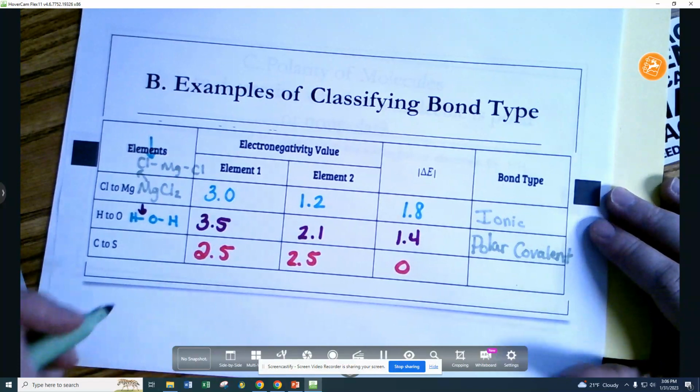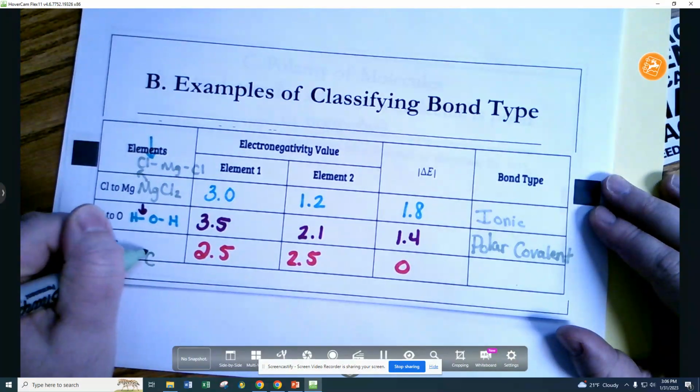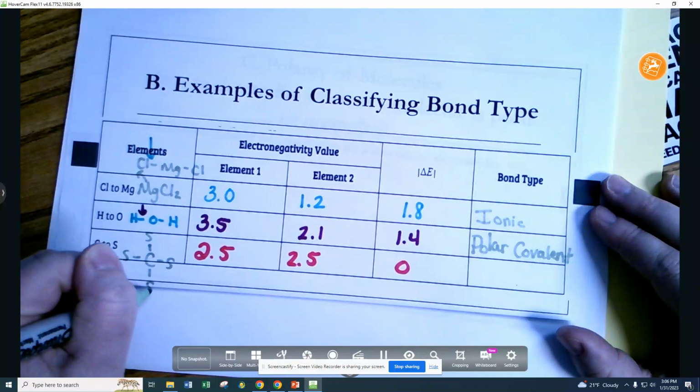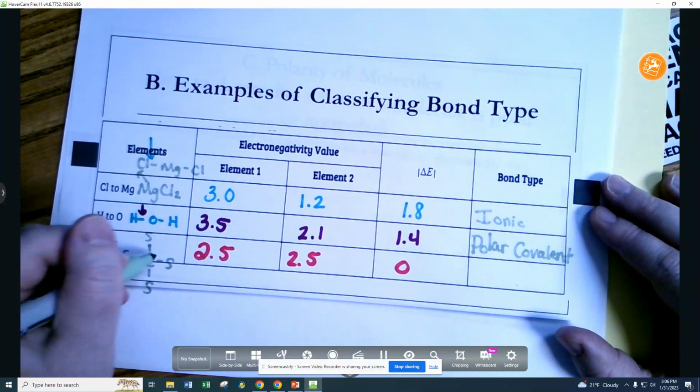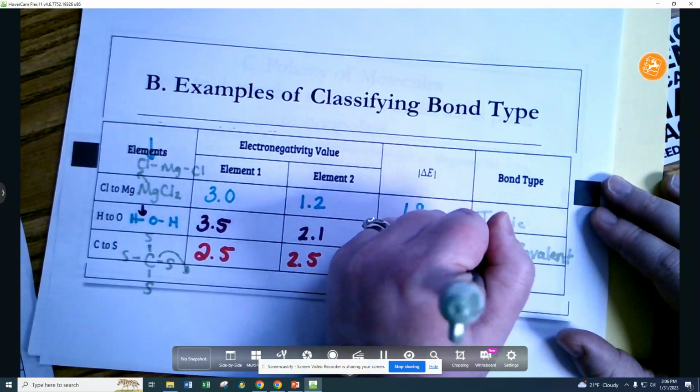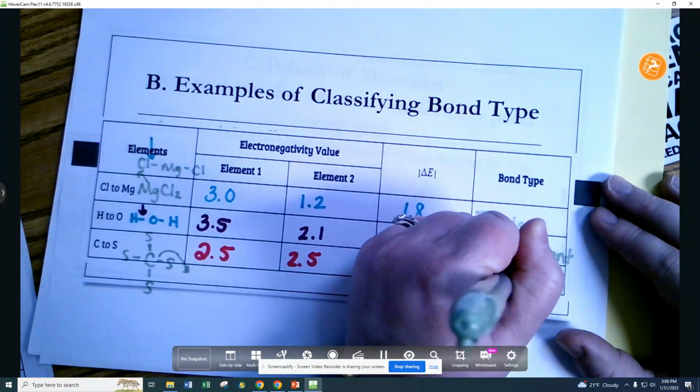So carbon to sulfur, we could have carbon tetrasulfide, for example. And so if we were looking at a molecule like that, we're again finding the difference in that specific bond. Not all of the bonds, but just one of these. So then the difference here is 0. So this is a non-polar covalent.